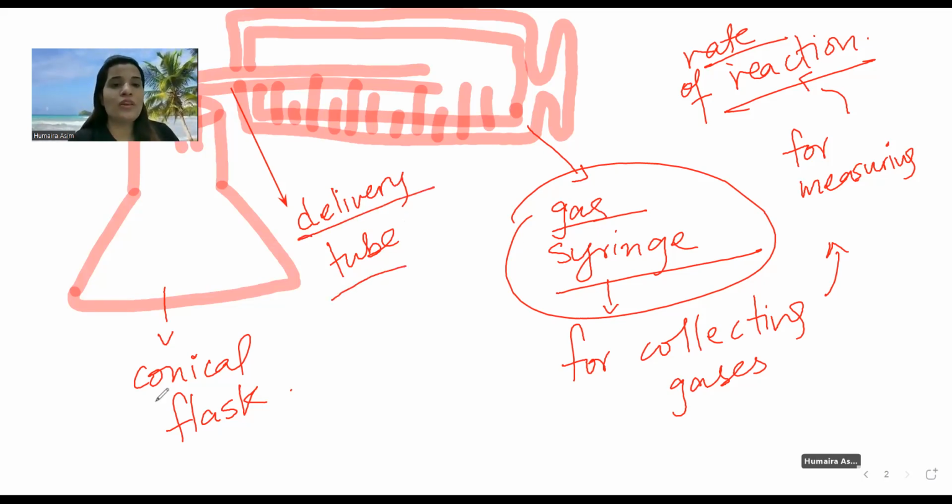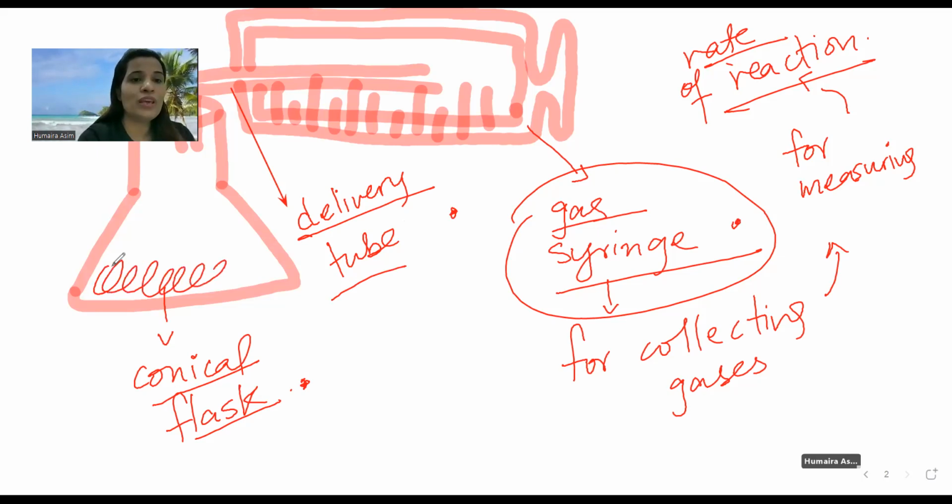So this is the delivery tube. We have the conical flask and we have this gas syringe. These are the three main apparatus that you will need for your alternative to practical paper. Other than that, what I was telling you here, instead of using a conical flask, a test tube can also be used for the reaction, because your reaction contents will be here, right? So you can use a test tube as well.